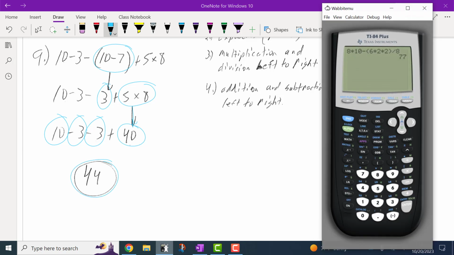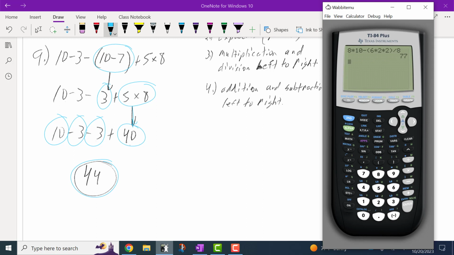Now you're going to notice if you just type that in exactly as you see it into your calculator, you'll still get the correct answer. So if you take 10 minus 3 minus, and then put parentheses around your 10 minus 7, you got plus 5. Oops, forgot to put my end parenthesis there, so let me go ahead and insert that. So you got parentheses, and you got plus 5, and times 8. So type it exactly as you see it, hit enter, and you'll get the same answer of 44.